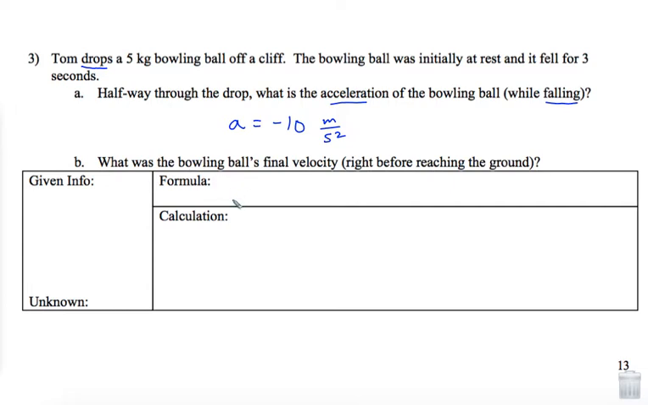Part B. What was the bowling ball's final velocity right before reaching the ground? So we're not talking about when it hits the ground and it stops. We're talking about right before it hits the ground. Alright, so let's list our given information.